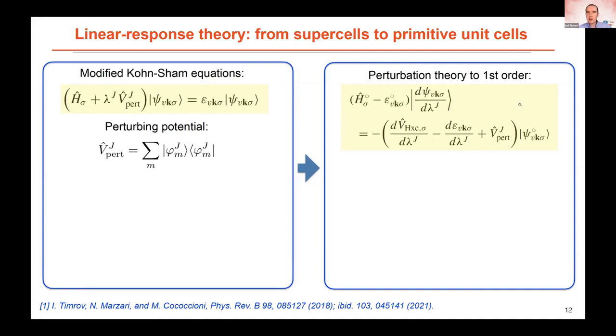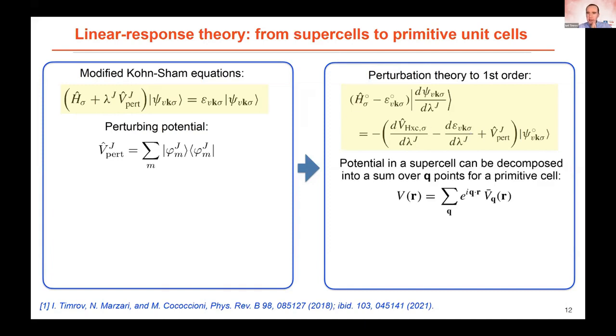So instead of the equation on the left in yellow, we solve the equation on the right in yellow. Here, dψ over dλ is the response of the wave function. dV Hxc over dλ is the response of the Hartree exchange-correlation potential. dε over dλ is the response of the eigenvalues. And V perturbation is the original perturbing potential. So now we need to solve this equation on the right instead of the equation on the left.